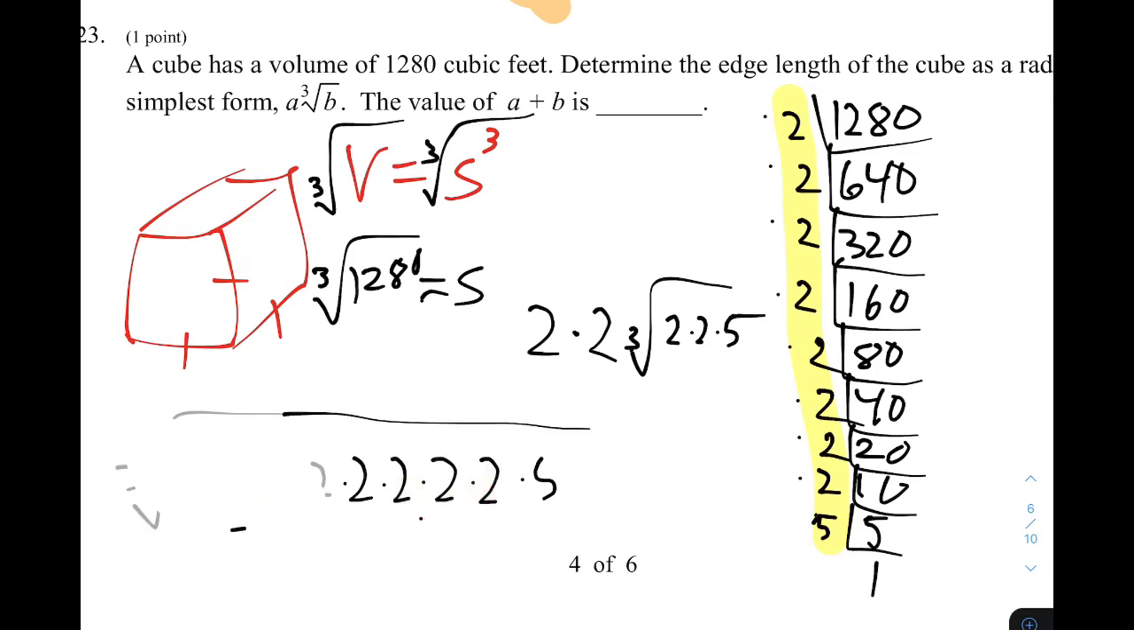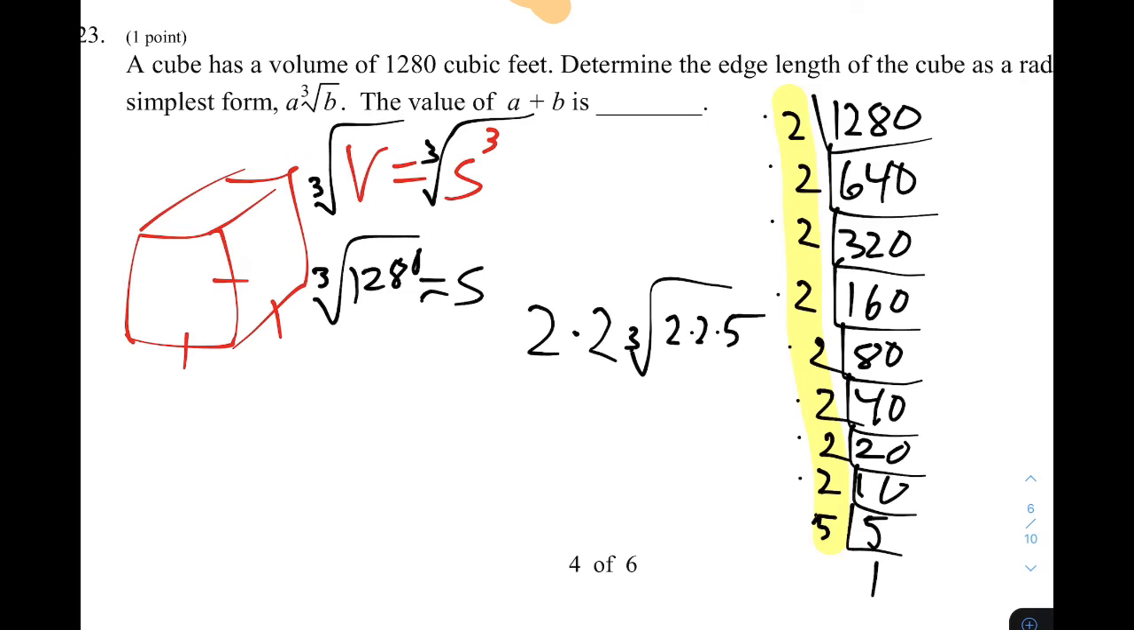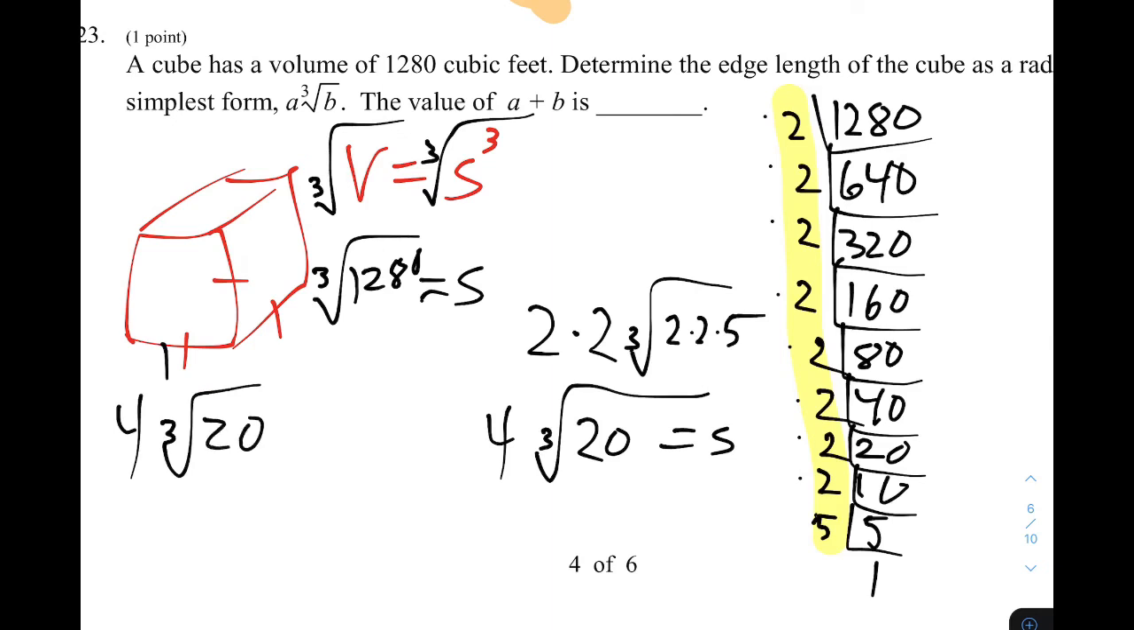So once I multiply out those things that are next to each other, 2 times 2 is 4, times the cube root of 2 times 2 is 4 times 5 is 20. So one side of this cube is 4 times the cube root of 20 feet long.